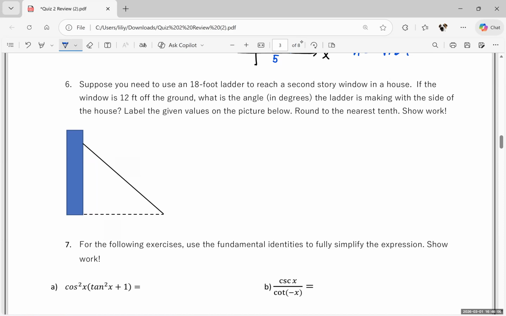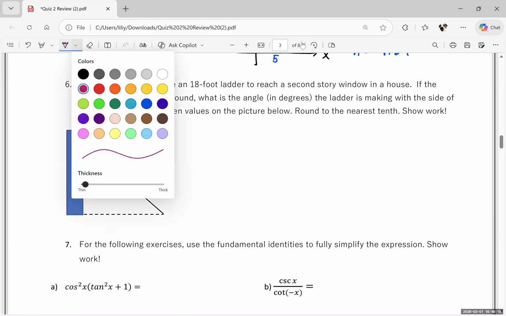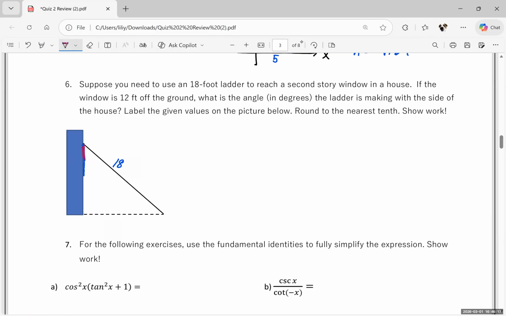Okay, so first you need to label so that I know you're finding the right theta. 18-foot ladder, that is 18 feet right here. The window is 12 foot off the ground, so that's this side right here. This side right here is 12 feet.